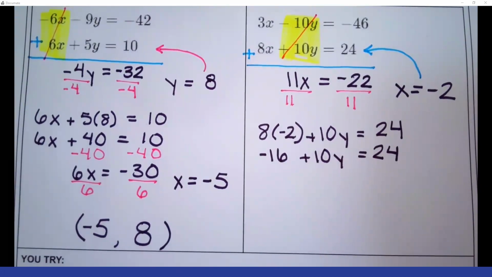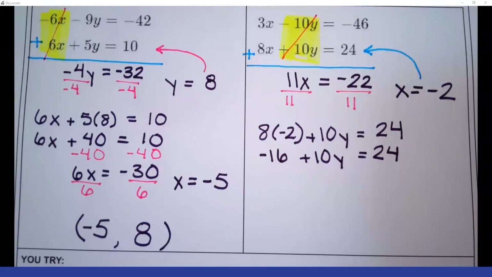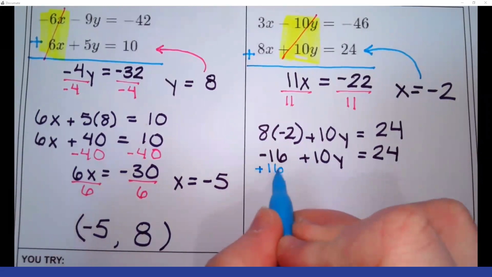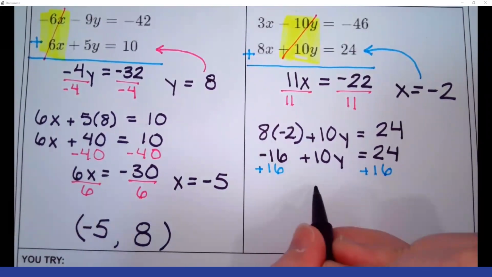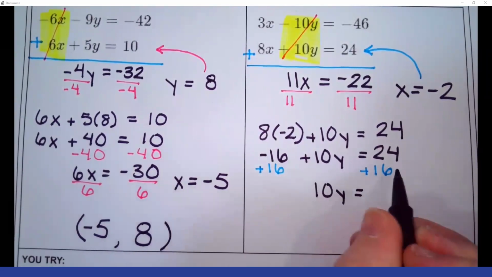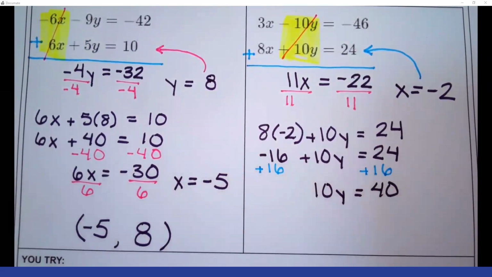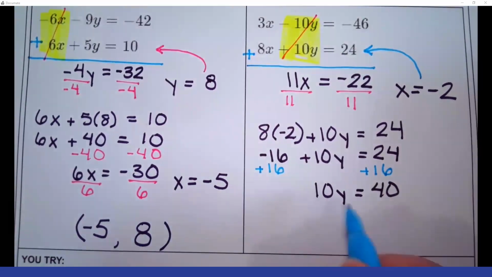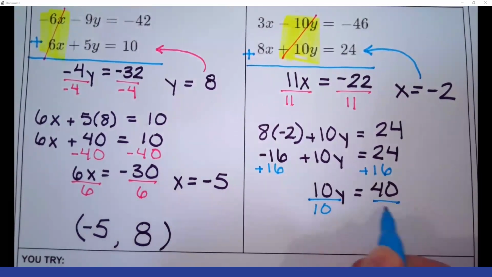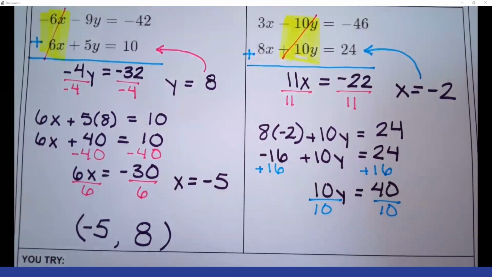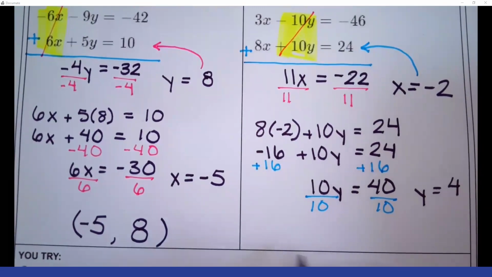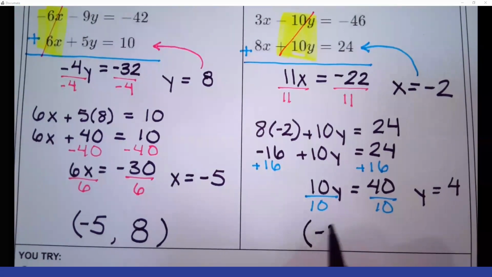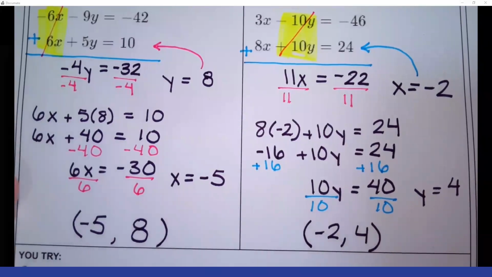And again, we now have a nice two-step equation. I'm going to add 16 to both sides, and we get 10y is equal to 40. And then finally, divide by 10. And we get y is equal to 4. And then finally, make sure we write it as a coordinate point.